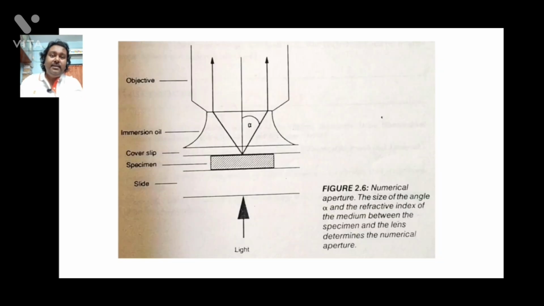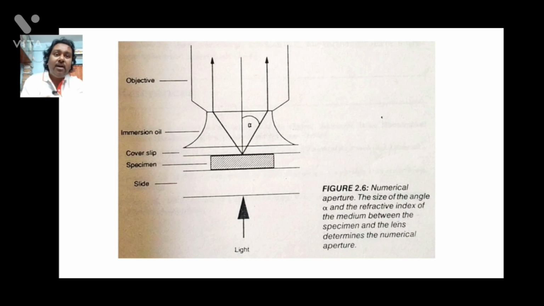In that diagram, you will be able to see very clearly that immersion oil is used between the cover slip of the specimen and the objective, and there is no chance of refraction between the specimen slide and the objective because it is filled with immersion oil. So, the chance of loss of light is lesser. For that reason, the image will be much brighter, and the quality of the image will be superior.